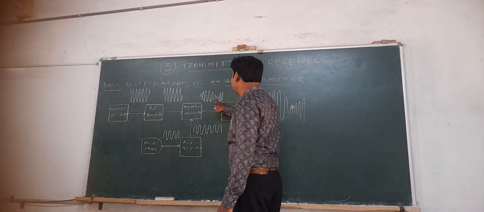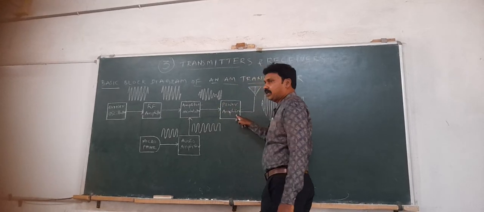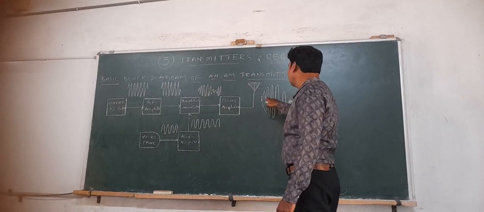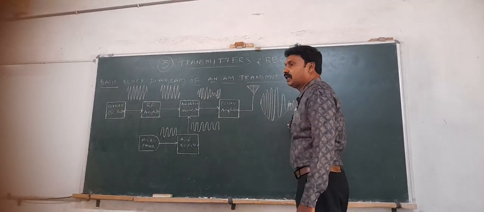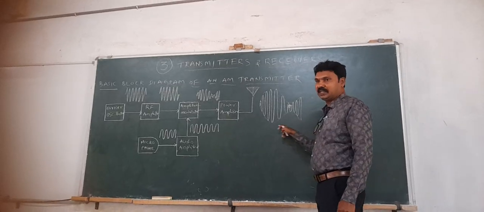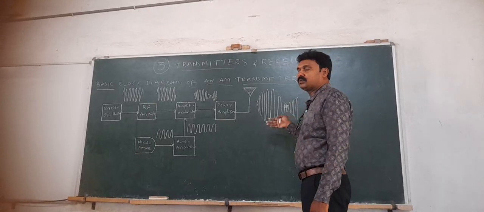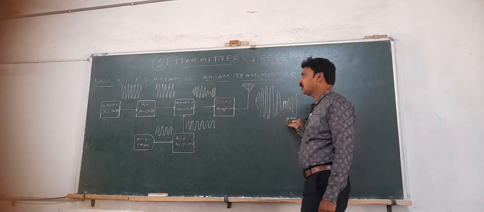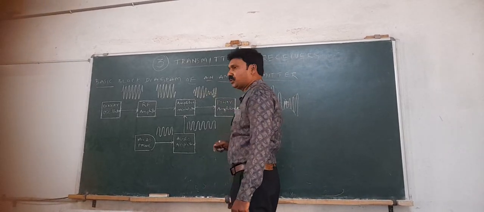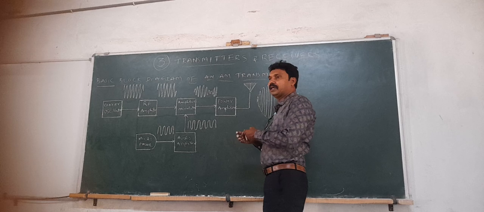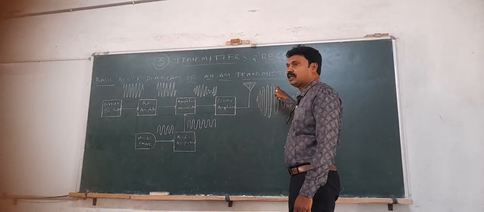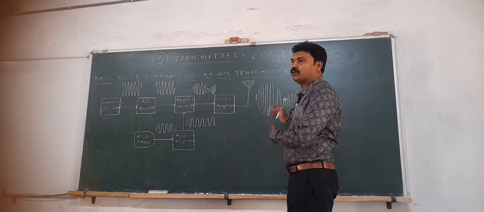This modulated wave is applied to the power amplifier, which is connected to the antenna. Now the output is completely the AM wave. This AM wave is used to transmit to the required field. Like that, this AM transmitter is used to transmit the AM wave, the completely amplitude modulated wave.